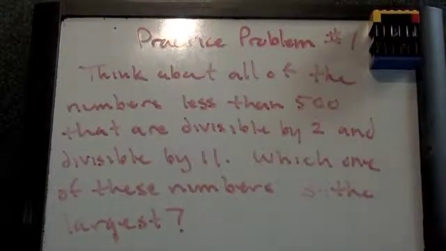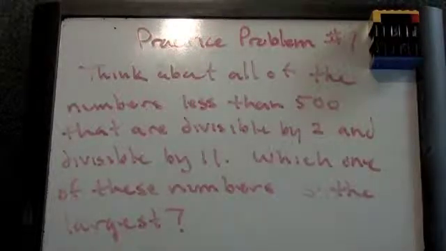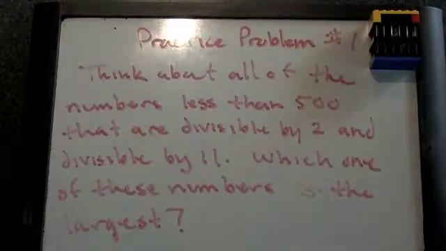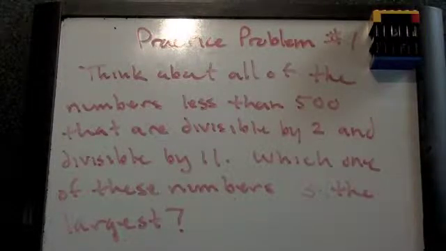Practice problem number 1. Think about all of the numbers less than 500 that are divisible by 2 and also divisible by 11. Which one of these numbers is the largest? We're thinking about all the numbers less than 500 that are divisible by 2 and divisible by 11, and we're trying to figure out which one is the largest. So what do you think about these numbers?